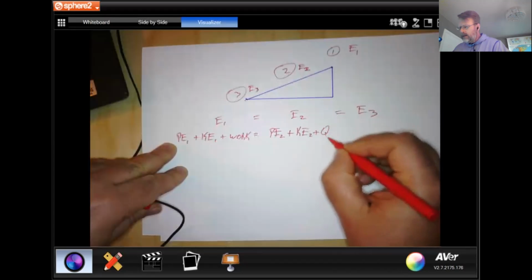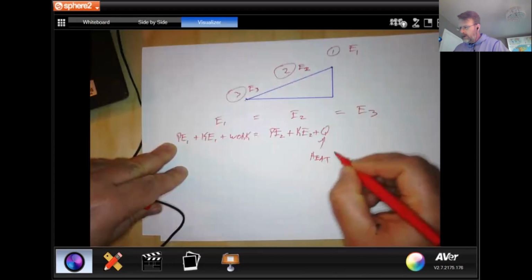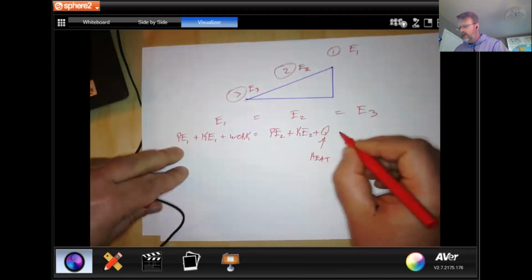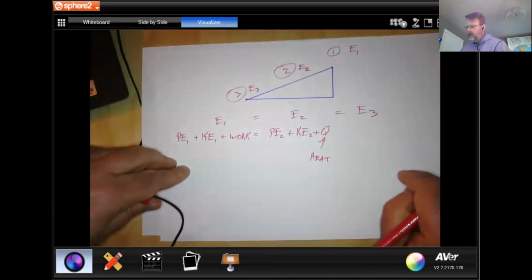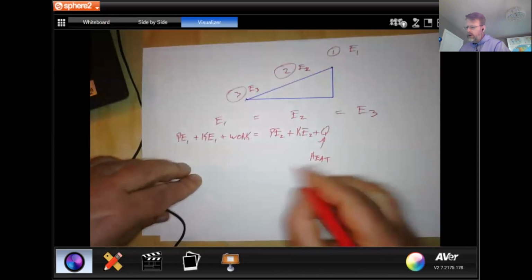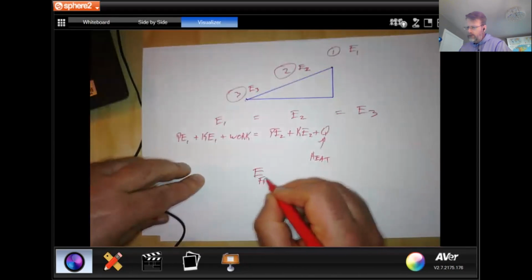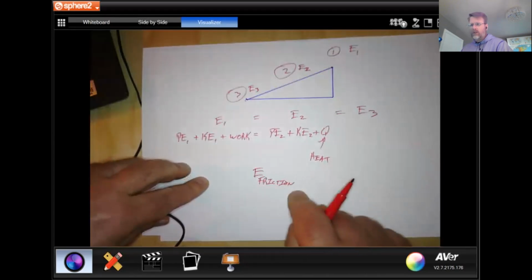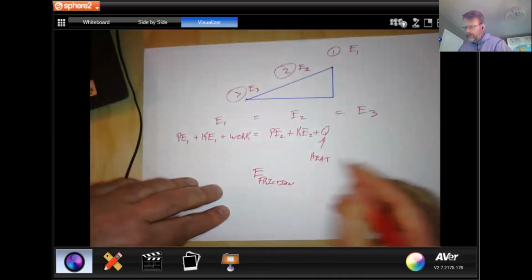Okay, so we can start adding in new elements here like heat. We could add in sound, we can add in light, we can add in whatever we want to for any of these intervals along the way. Okay, so if we were looking at the energy loss due to friction, remember it's not lost, it cannot be created nor destroyed, but it can change forms.